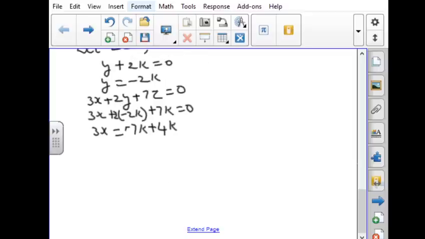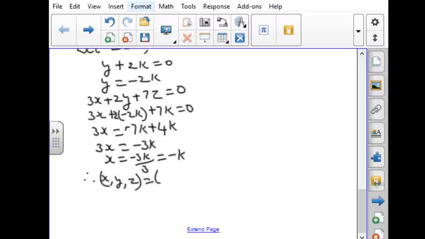So we get 3x is equal to minus 3k. So x is equal to minus 3k by 3, which is equal to minus k. So therefore the solution is x comma y comma z is equal to minus k comma minus 2k comma k, where k belongs to R. So this system has infinitely many solutions, that is non-trivial solution.